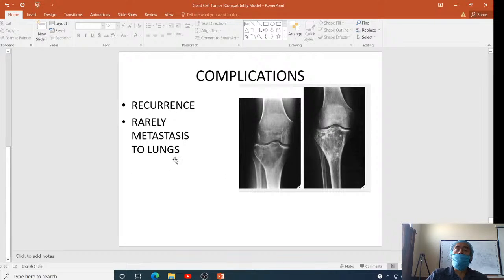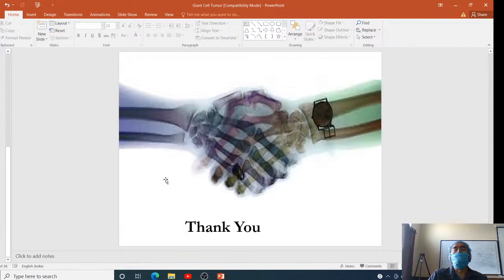And rarely it metastasizes to the lung. So even before you put your knife, you take all the investigations, all the scans to see whether it has gone to the lungs or not. So this is about GCT.